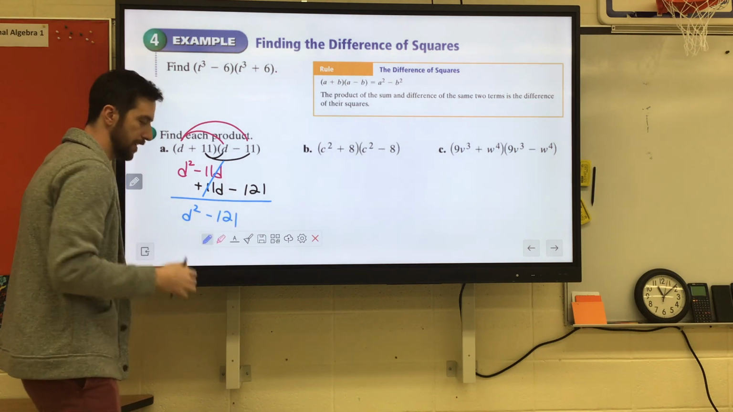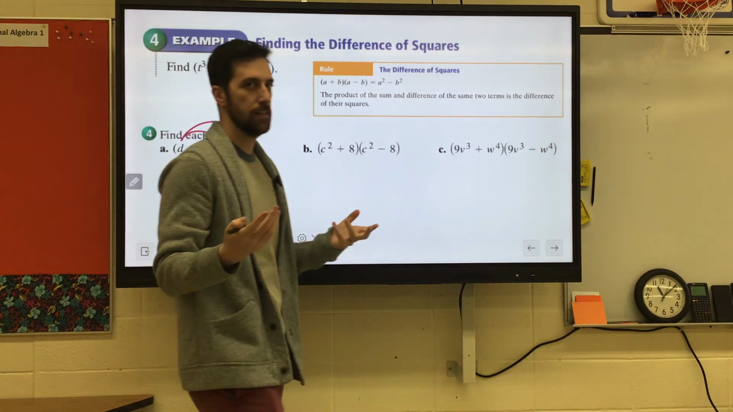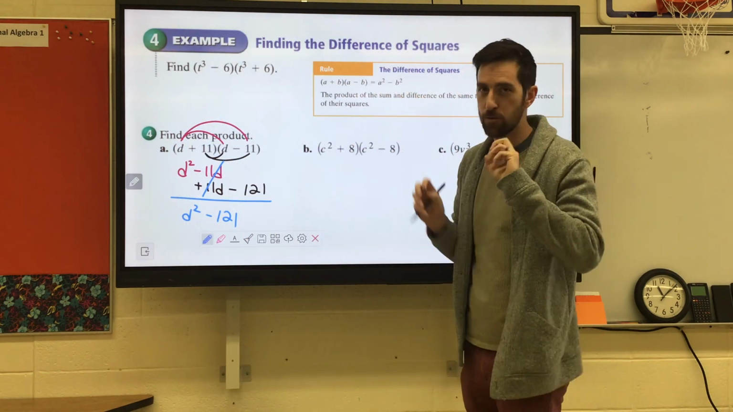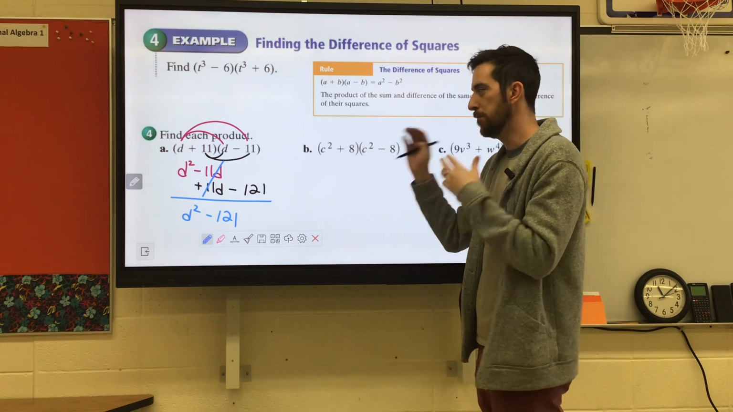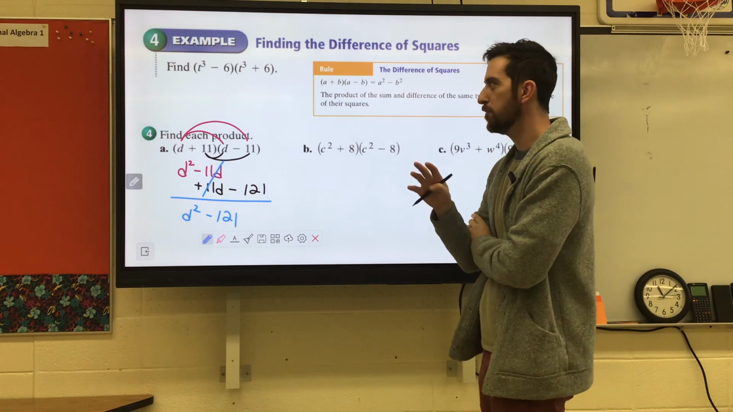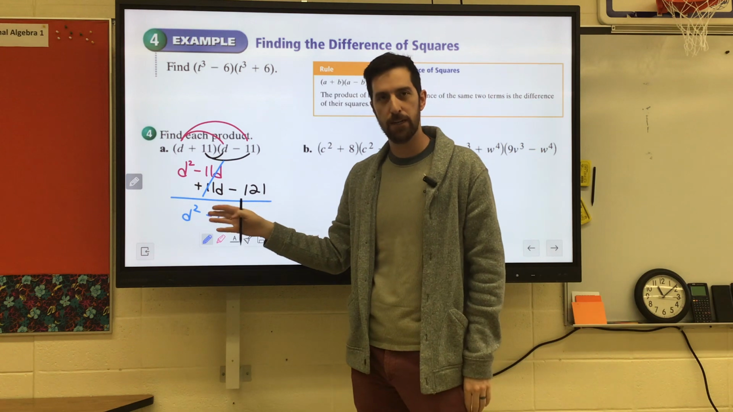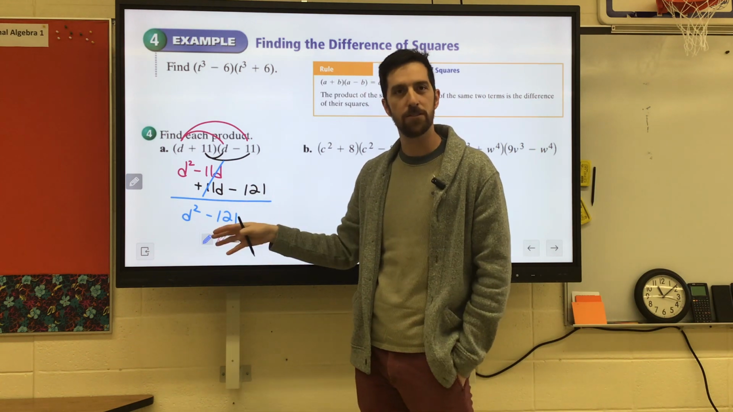So here's the shortcut. And this one actually is a nice shortcut. If you recognize a difference of squares, which is pretty common, same thing, 1 plus, 1 minus, the middle terms always cancel out. So all you have to do is square the first term, put a minus, and square the second term.